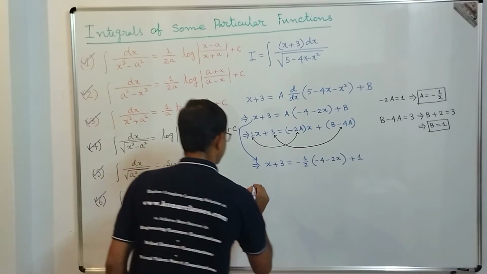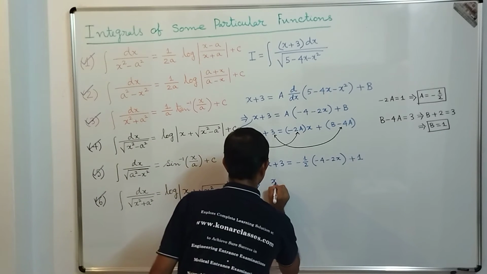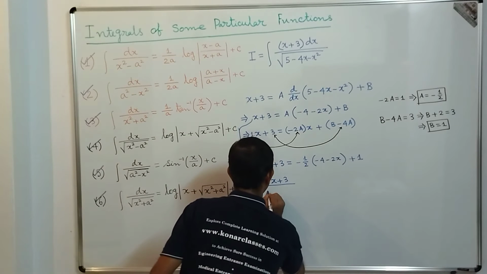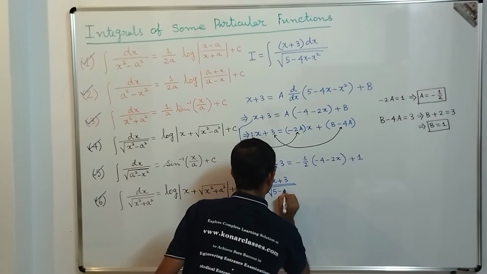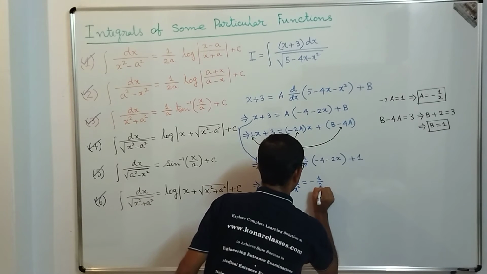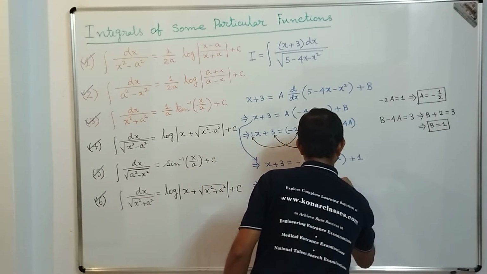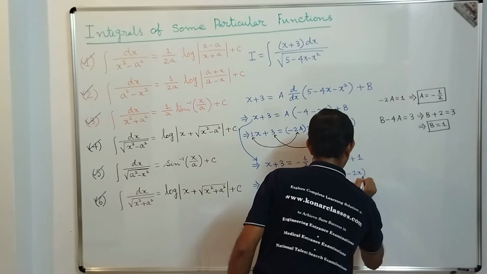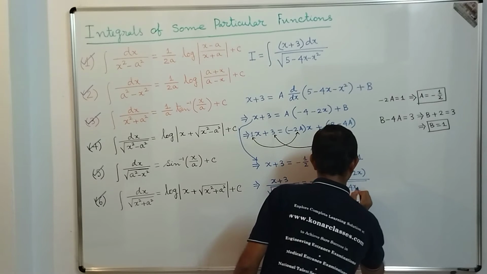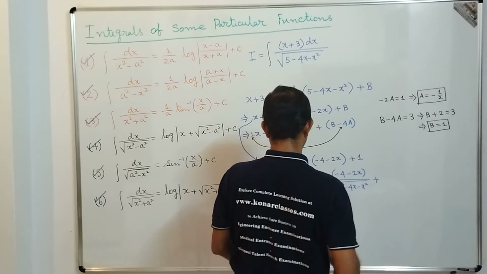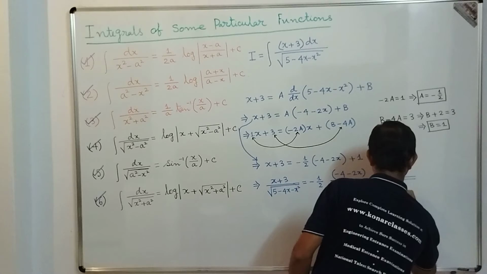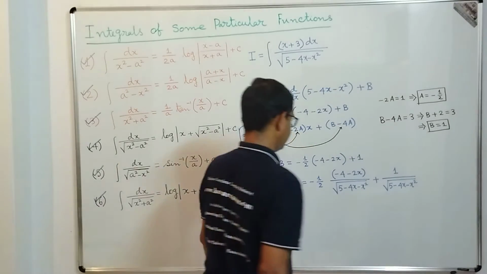Now what we are going to do, dear students, this implies that x plus 3 divided by square root of 5 minus 4x minus x square is equal to minus 1 by 2 into minus 4 minus 2x divided by square root of 5 minus 4x minus x square, plus 1 by square root of 5 minus 4x minus x square, correct?